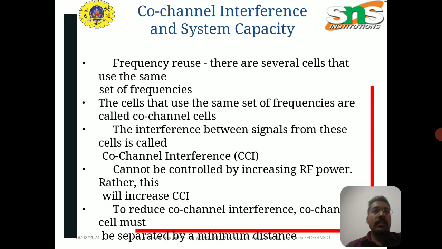Co-channel interference is mainly due to frequency reuse. The cells that use the same set of frequencies are called co-channel cells. The interference between signals from these cells is called co-channel interference. It cannot be controlled by increasing RF power. Rather, this will increase co-channel interference. To reduce co-channel interference, co-channel cells must be separated by a minimum distance.